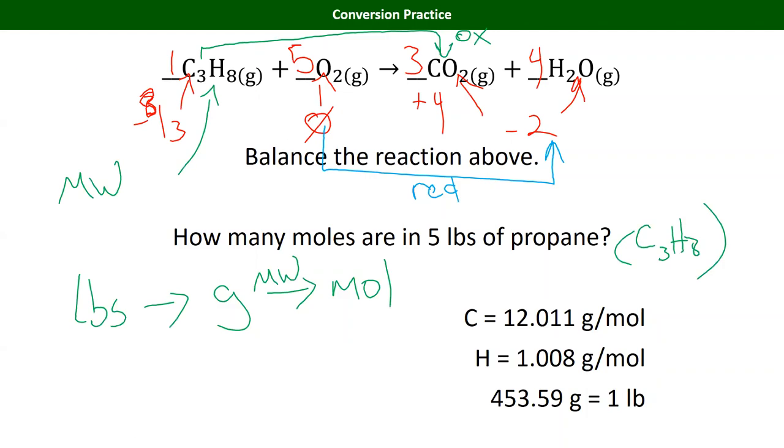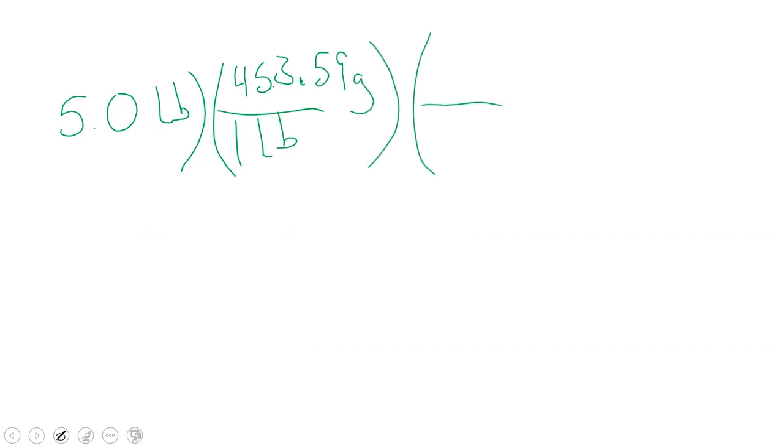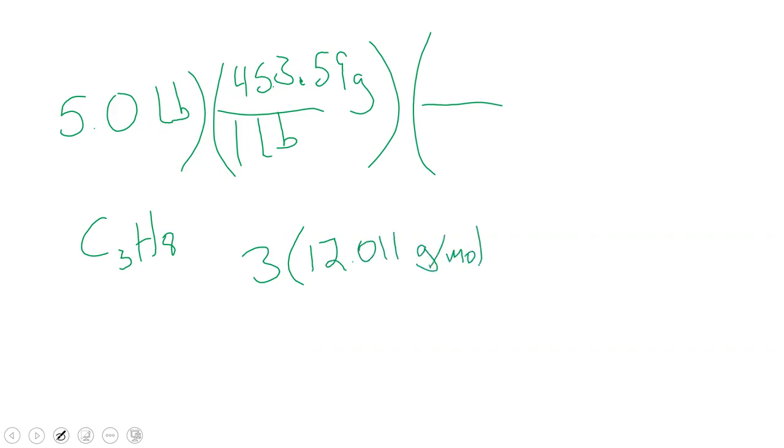So I'm going to clear this just so we have fresh space to work with. Let's say it's 5.0 pounds. Well, if we want to convert to grams, first we have to use our pounds to grams conversion. So 1 pound is 453.59. And if we want the molecular weight of the propane, we just add up all the pieces. So propane was C3H8. So 3 times carbon's mass, which is 12.011. And 8 times hydrogen, which is 1.008.